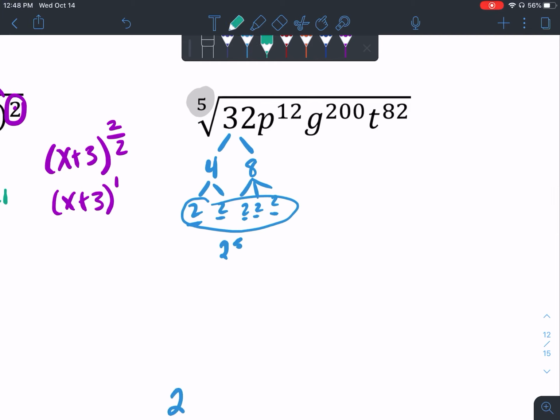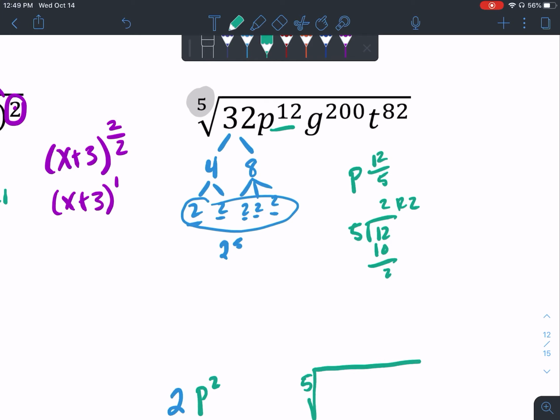Now I can do my variables. So it's going to be p to the 12 over 5. If I do 5 into 12, it's 2 remainder 2. So I'm going to have p squared because it goes in twice. And then inside of my radical, in my radicand, I have remainder 2. So that means I need to have p squared inside as well.